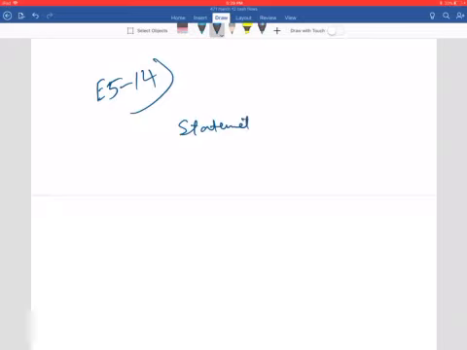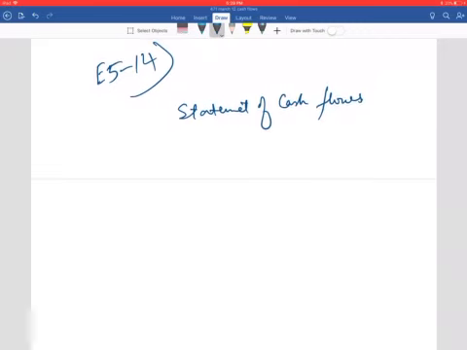So remember, when you write it, you write on top statement of cash flows. That's what you are doing right now. And there are 3 sections to the statement of cash flows. You're trying to explain the change in the cash account.